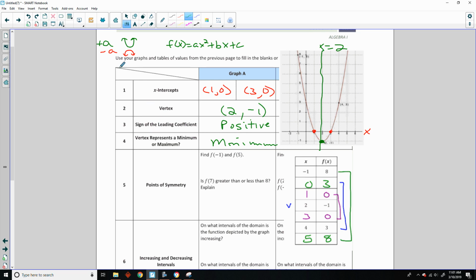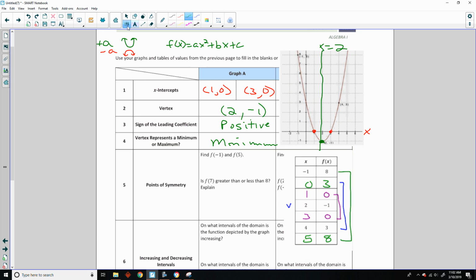Okay, so when the leading coefficient is positive, the function has a minimum. When the leading coefficient is negative, the function has a maximum. Points of symmetry. Find f of -1 and f of 5.